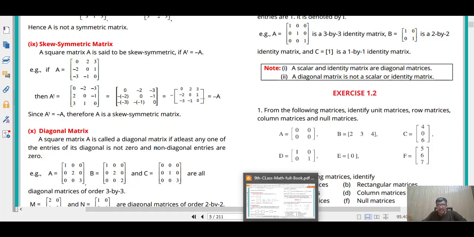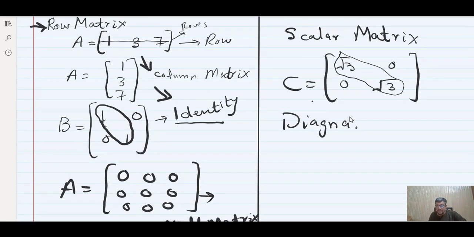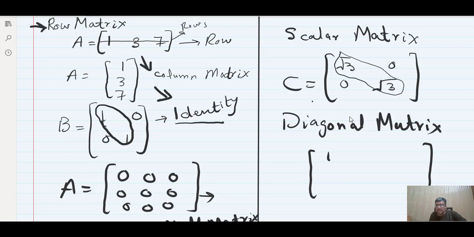So in the previous examples of identity and scalar, we said that in identity the diagonal values should be 1, and in scalar they must be the same but non-zero and not equal to 1. But in a diagonal matrix the values should be non-zero, and if they are not the same it will be known as a diagonal matrix. For example, I have values 1, 2, 3 in the diagonal, so it will be your diagonal matrix.